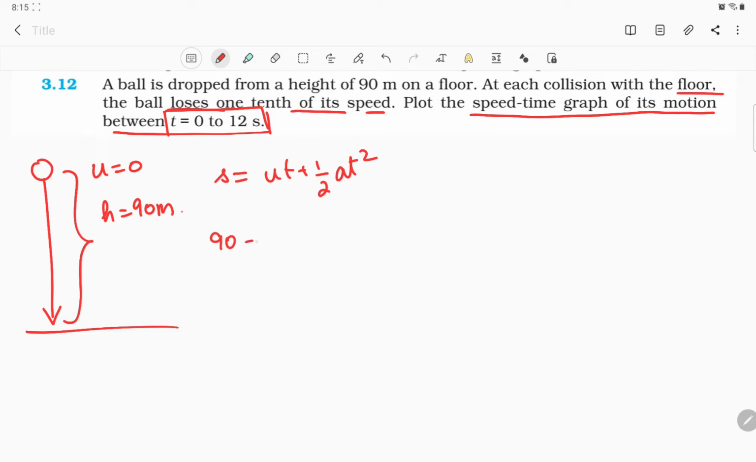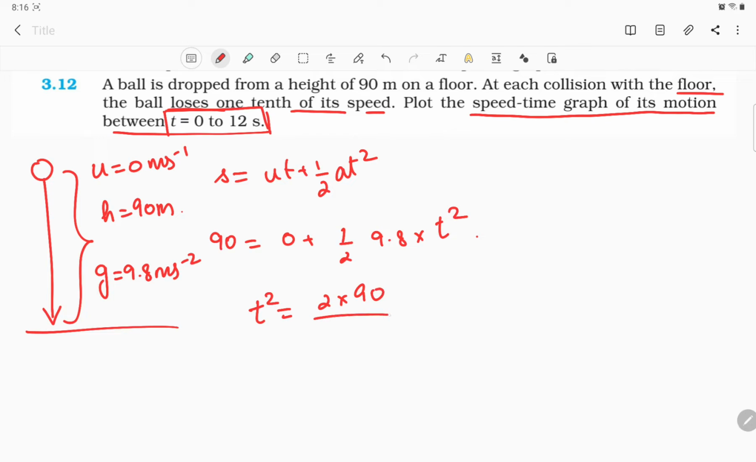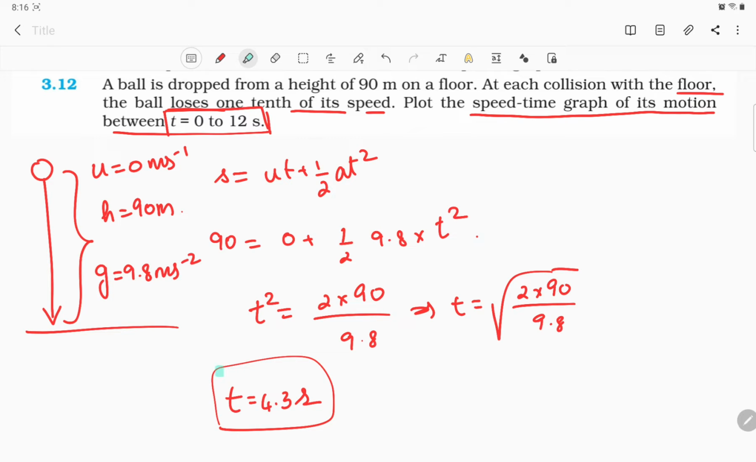Here you are going to have 90 = 0 + 1/2 × g × t². What is g here? g is 9.8 meters per second squared. So you substitute 9.8 into t², and we have to calculate t. Here you will get t² = 2 × 90 / 9.8, so t = square root of (2 × 90 / 9.8), and the answer will be 4.3 seconds. So this is the first part of the motion of the object.